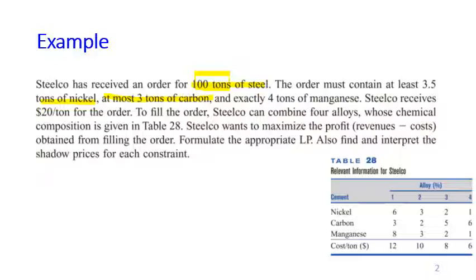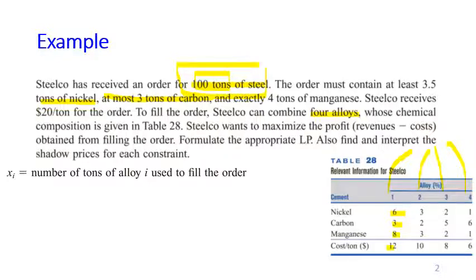And then to fill the order, Steelco can combine 4 alloys. So combining these 4 alloys such that the sum becomes 100 tons of steel. But the composition of each alloy is different. For example, the first alloy contains 6% of nickel, 3% of carbon, and 8% of manganese and costs $12 per ton to produce. Formulate the LP to maximize the profit.